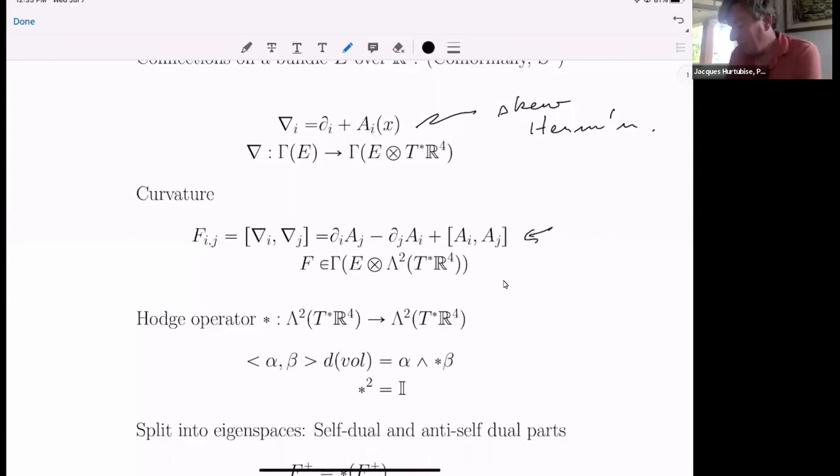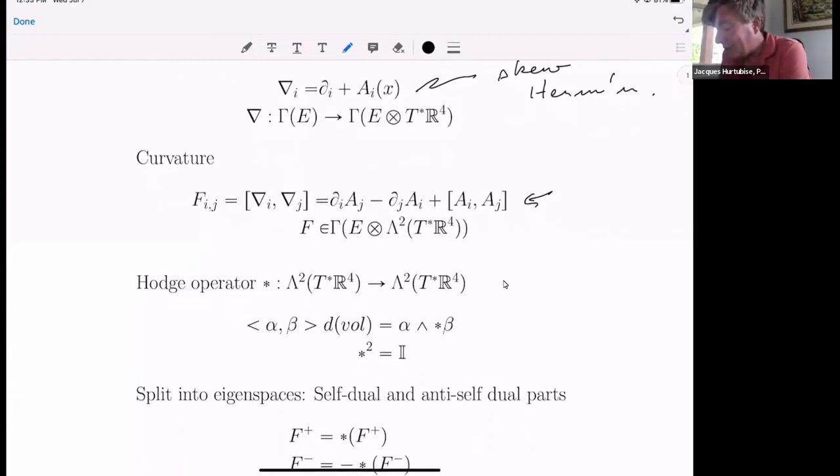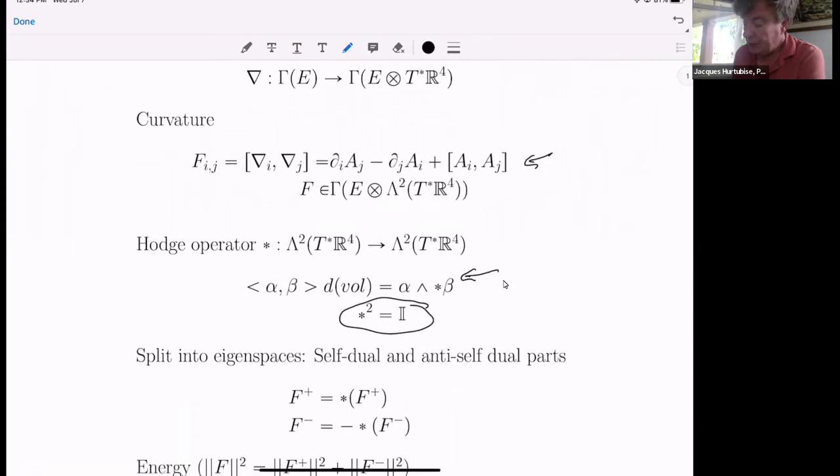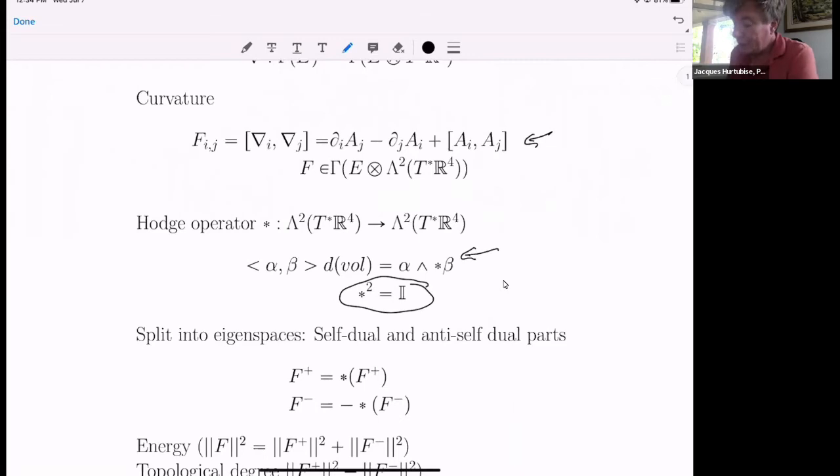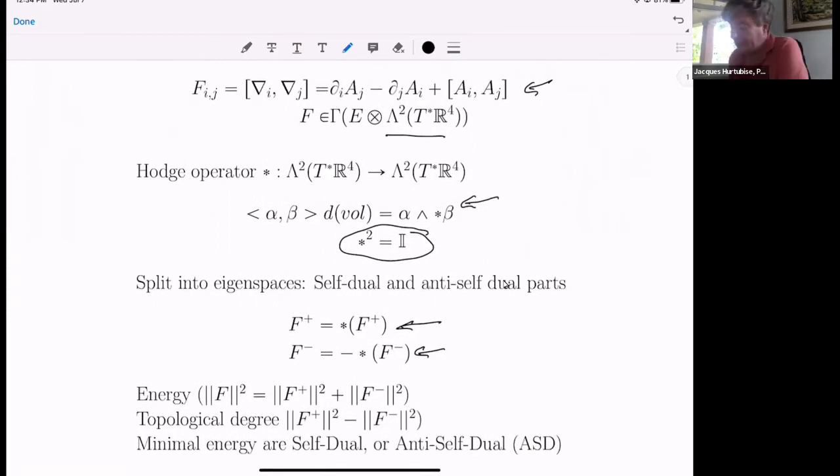And the nice thing about R4 is that you have a Hodge operator on forms, which is defined in general this way, and on 2-forms sends 2-forms to 2-forms, and has square equal to the identity. And so you can split things into eigenspaces, and your curvature, which is this endomorphism-valued 2-form, will have a self-dual piece and an anti-self-dual piece. And why is this interesting? Well, if you're thinking variationally, you're minimizing an energy, which is the norm squared of the curvature. And there's a topological degree once you've compactified things to S4, which is the difference of the squared norms of F plus and F minus. And so the minimal energy configurations are either self-dual or anti-self-dual.